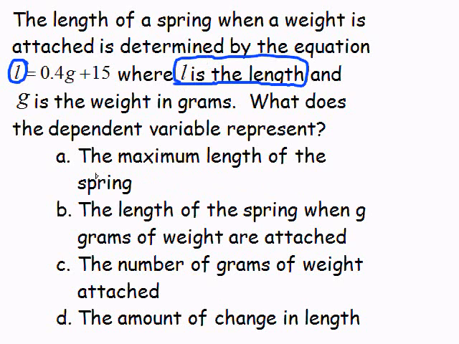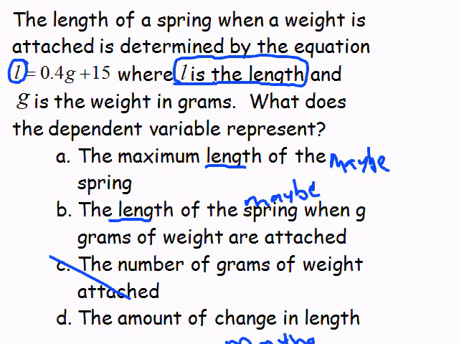So we read through the answer choices. We see that the maximum length of the spring is a choice. Well, that has to do with L, so maybe. The length of the spring when g grams are attached. So again, we're talking about length in two of these, so I'm going to say another maybe. The number of grams of weight. Well, no, because g is not the dependent amount. And the amount of change in length. I'm going to say another maybe. So we have three maybes and one that definitely got crossed out.